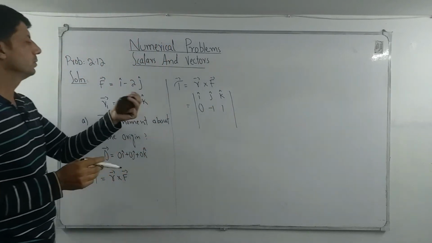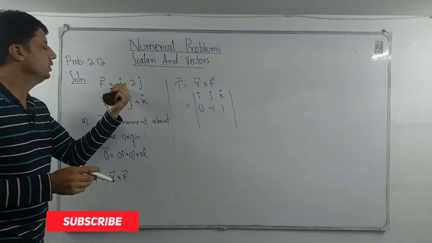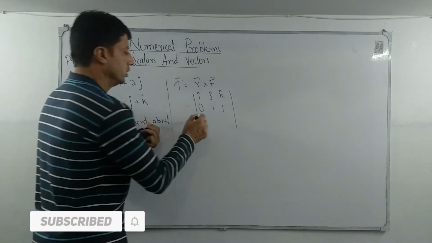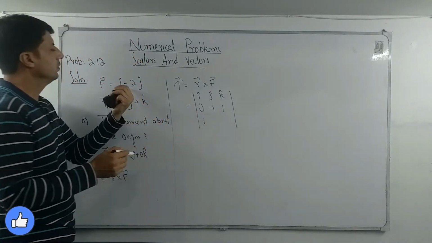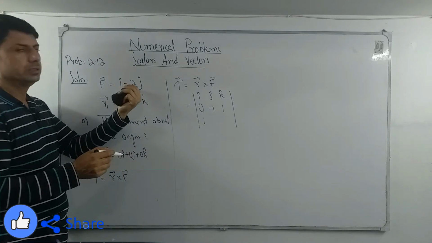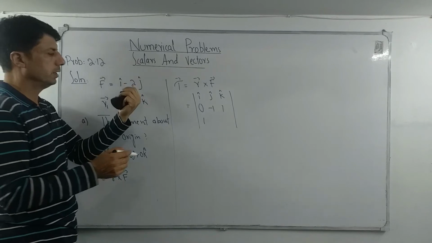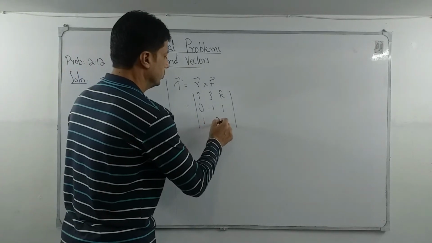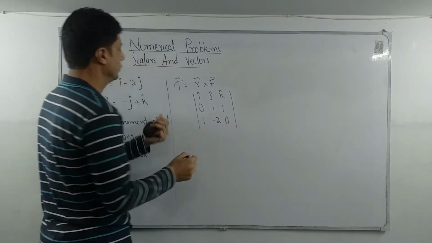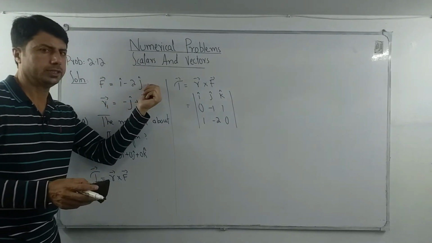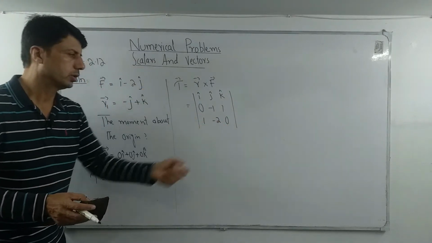For the force, the magnitude of the horizontal component is 1 for i, so it is 1 here. For the component along the y-axis, the magnitude is minus 2, and here it is 0 because we don't have any component of this force along the z-axis. So we'll put 0 for this one.